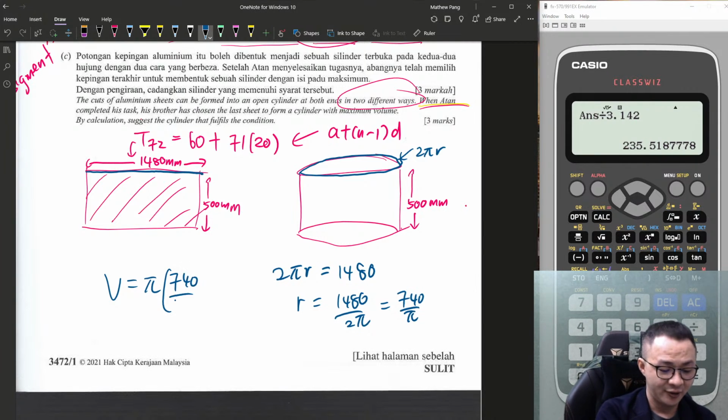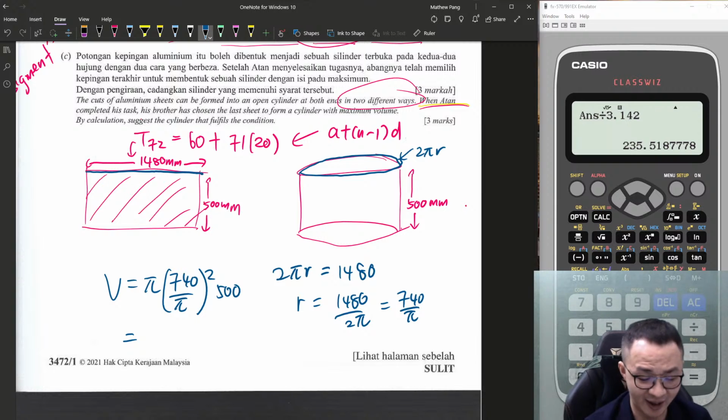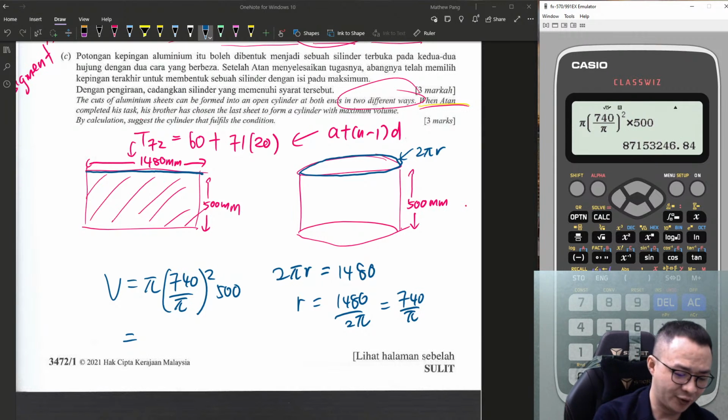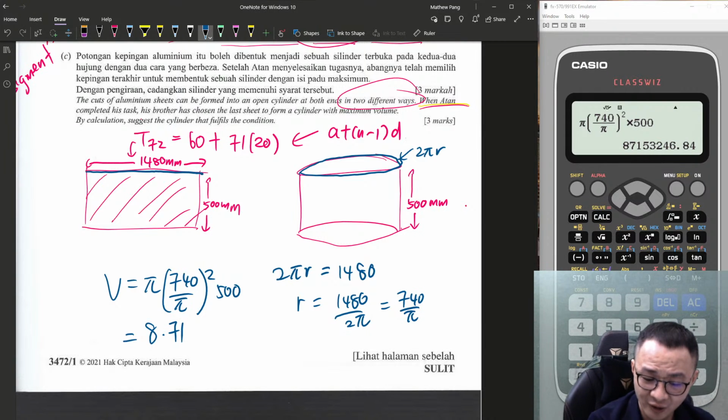R square H is 500. Okay, now I can sort of get my pi. So I can get my final answer. But since later we still need to compare, to see which one actually gives us the largest volume, let me round off. Times 7 1 2 3 4 5 6 7. Okay, 7.2 by 10 power 7 mm cube.